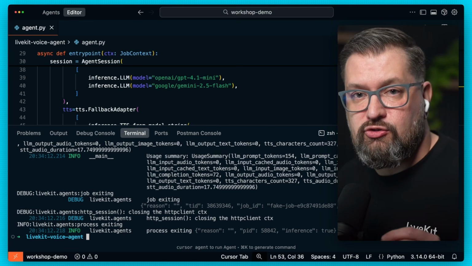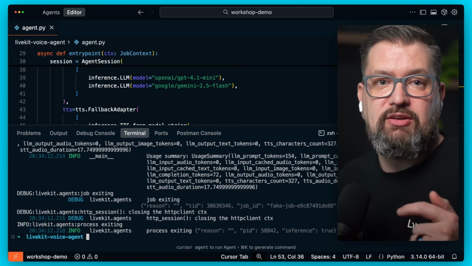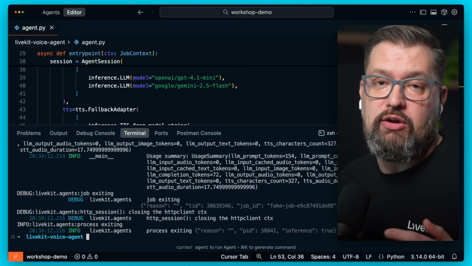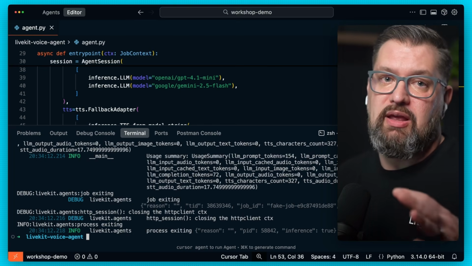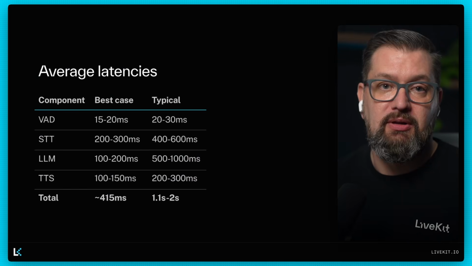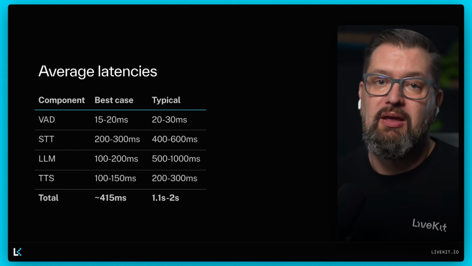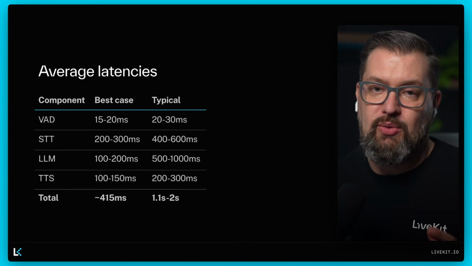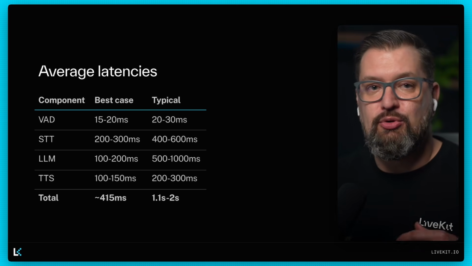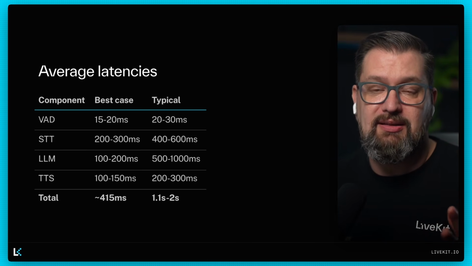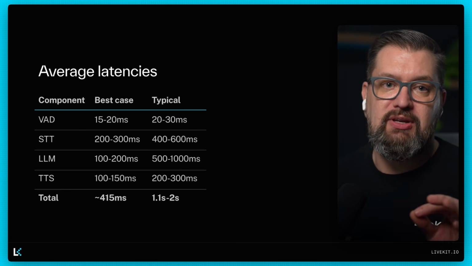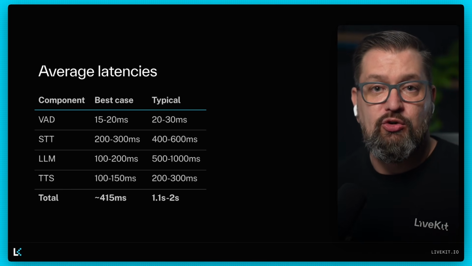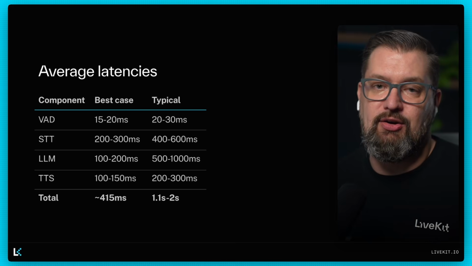The metrics show where time is spent, how many tokens are consumed, and how much audio is processed. So use this data to identify bottlenecks and optimize your pipeline. Remember this table from lesson 1 with a best case total around 400 milliseconds, but a typical latency around 1 or 2 seconds. Any TTFA under 1 second is solid. So you're seeing about 800 milliseconds here, which puts this response in good territory.